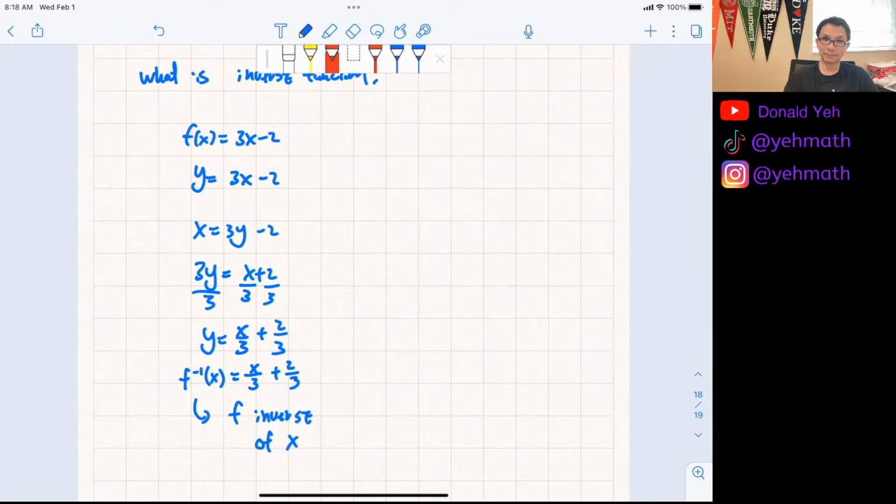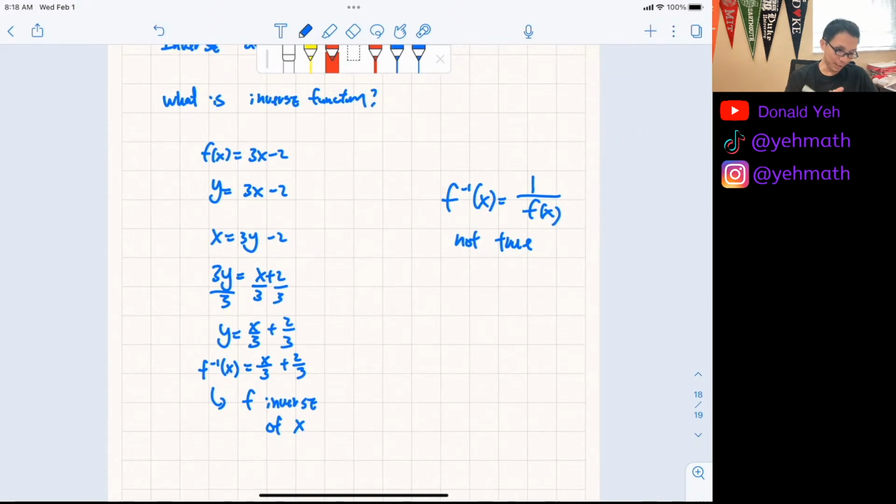Okay, so don't read it as f -1 power, because when people read it as -1 power, they are thinking this, and this is not a true statement. This is not true. So please don't read it as -1. You read it f inverse. There's a difference between inverse and reciprocal. We're gonna talk about that, but as of right now, this is it.